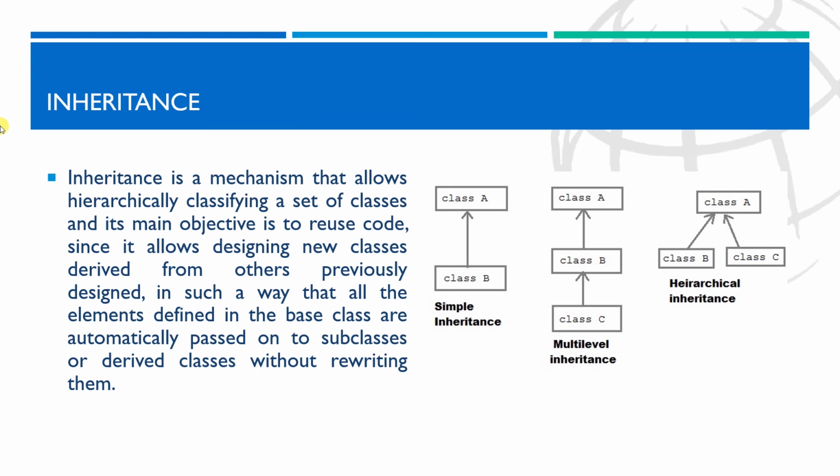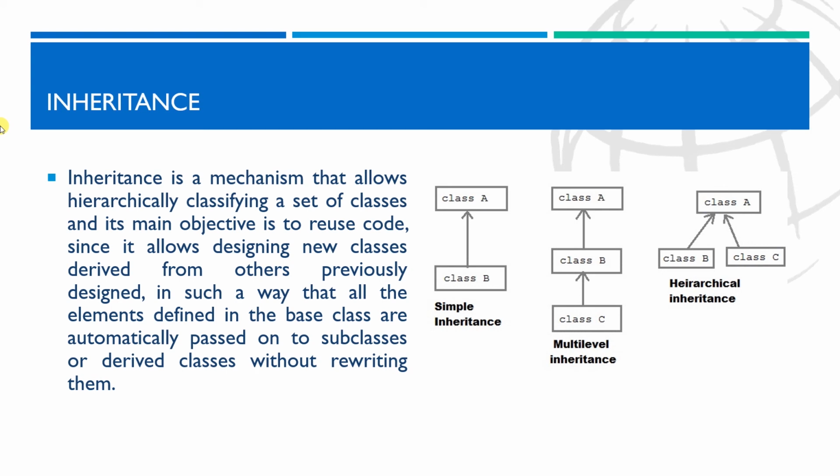We have different types of inheritance. We look at the first one, which is single inheritance. In single inheritance, subclasses inherit the features of one superclass. That means that class A serves as a base for the derived class B.